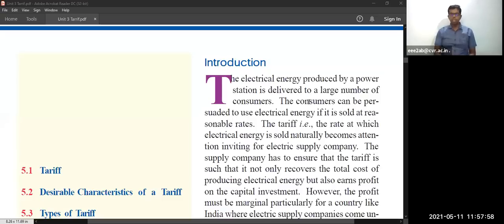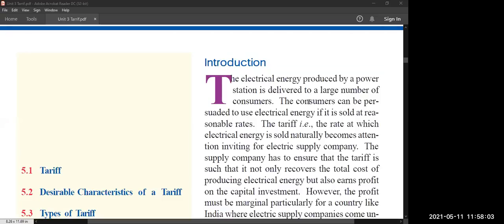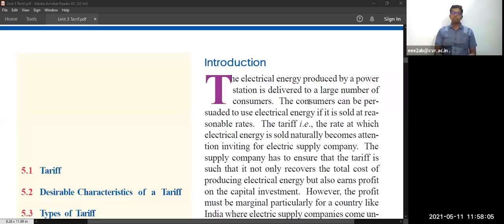As you know, electrical energy produced by a power station is delivered to a large number of consumers. Consumers can be persuaded to use this electrical energy if it is sold at reasonable rates. You have to highlight this word reasonable. It should be very less. It should be a reasonable tariff, so that you can utilize the appliances more.